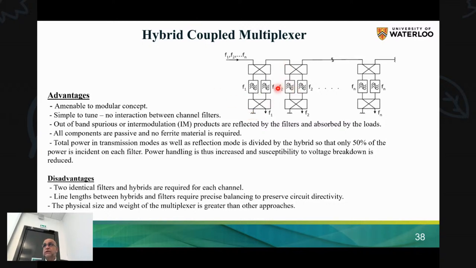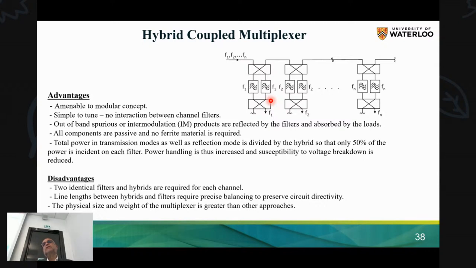They don't interact with each other, the channels, obviously. But the problem with it, two major problems, is that you need two filters for each channel rather than one filter. Another serious problem is that you need to make sure that these two paths are balanced in terms of phase and magnitude. Otherwise, you will not be able to get the proper design. So the magnitude and phase of each path, these two filters must be exactly identical. Otherwise, you will not get a perfect response.